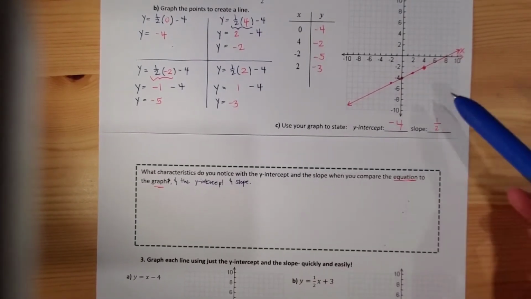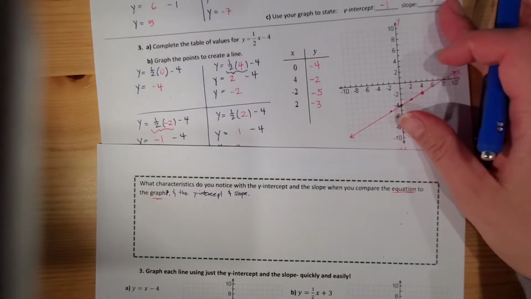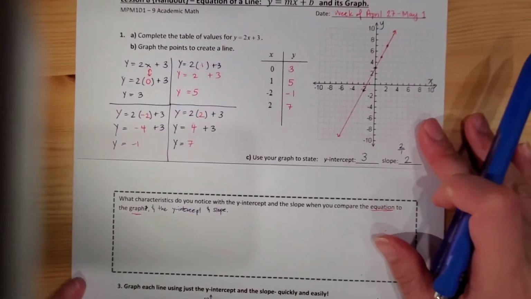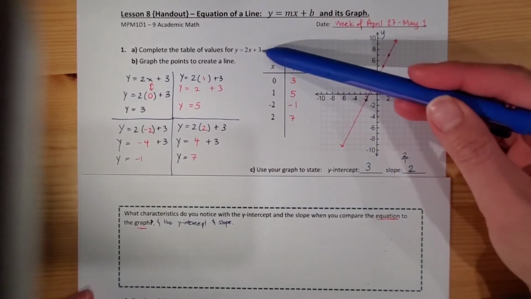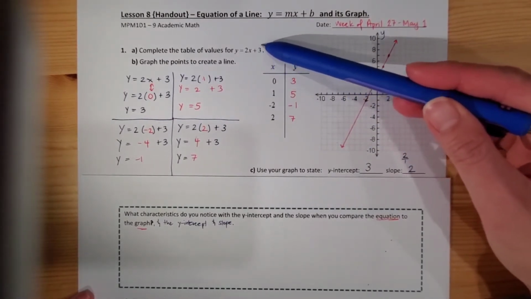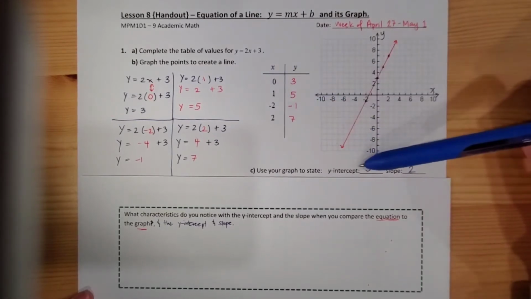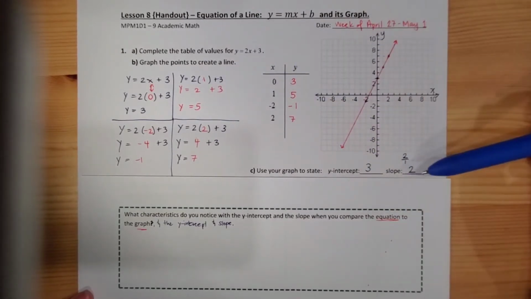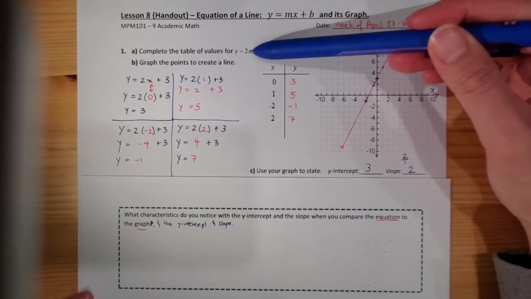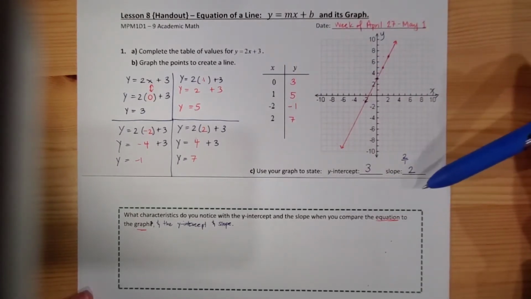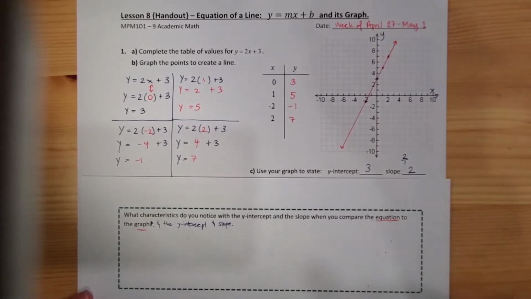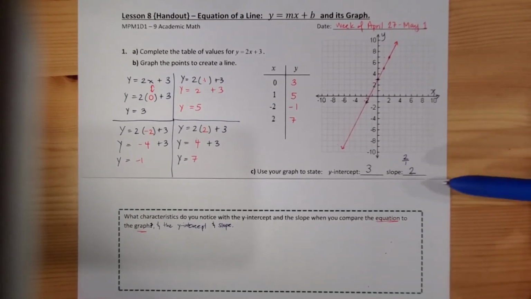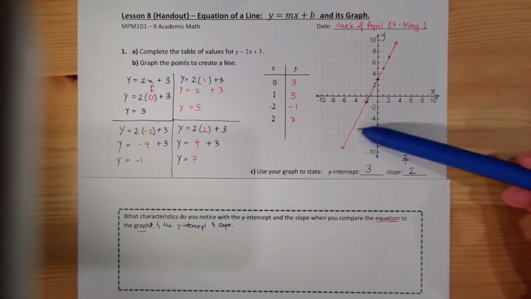So if you kind of compare, say we look at this question number 1 here, okay? If you notice, the y-intercept is right here, right? That 3. And that slope, that 2, is there. Okay, so what do you notice with that, right? So you can actually get the equation of a line from looking at the line, okay?